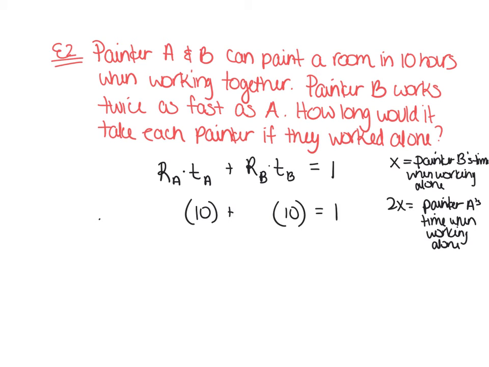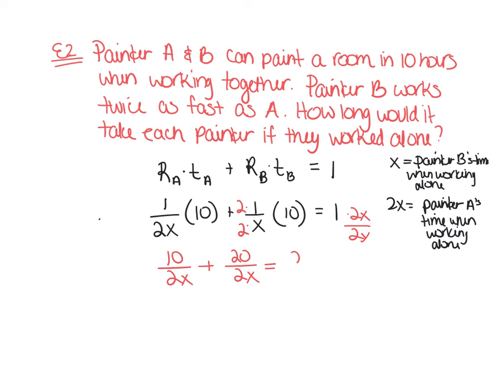So when we think about the rate at which painter A is going to work, you have to think his hours is 2x. So that means he can finish 1 over 2x room per hour. And then if we look at painter B, if he can finish the room on his own in x number of hours, that means he can finish 1 over x of a room per hour. So that would be his rate. So there's our equation. We can get a common denominator if we want, depending on how you want to solve this. If I do that, this needs to be a 2, and this needs to be a 2, and this needs to be a 2x, and this needs to be a 2x. So at that point, we have 10 over 2x plus 20 over 2x equals 2x over 2x.